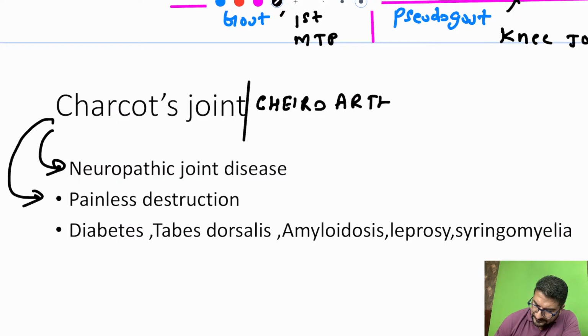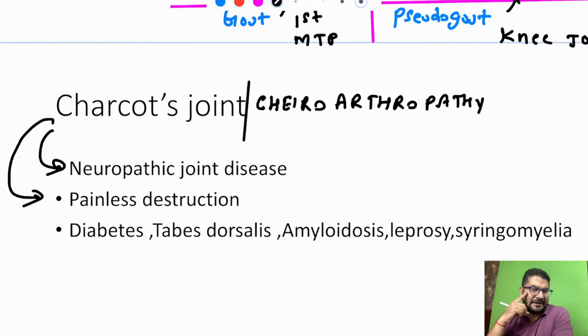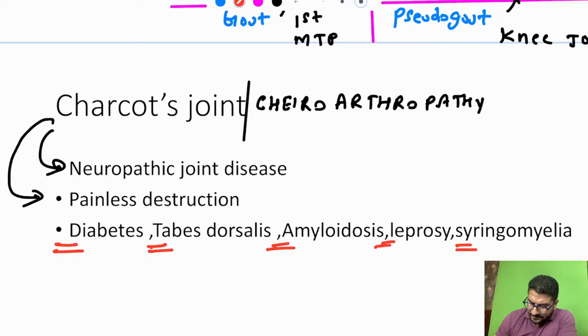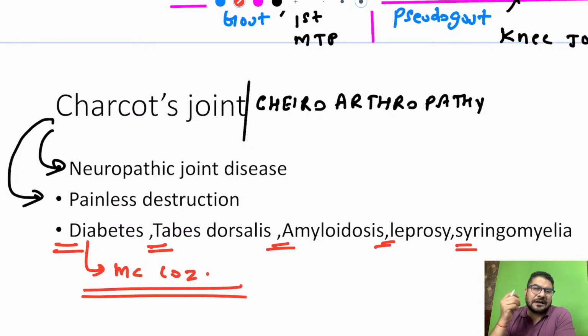We also call this as chiroarthropathy or neuropathic joint disease, or you can call this painless destruction of joint. So what are the example of disease? So here you will see this there in diabetes, tabes dorsalis, amyloidosis, leprosy, syringomyelia. So अगर मैं आपसे पूछूं most common cause of Charcot joint or chiroarthropathy, it will be diabetes.